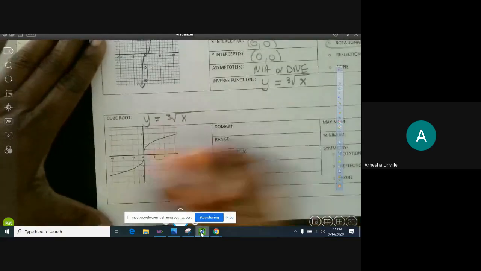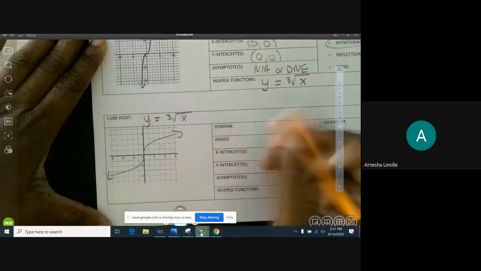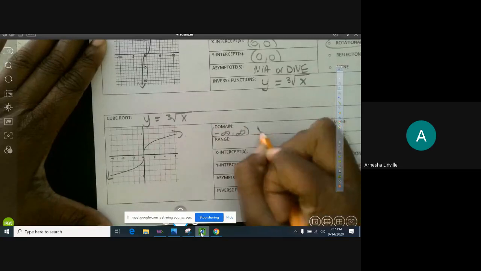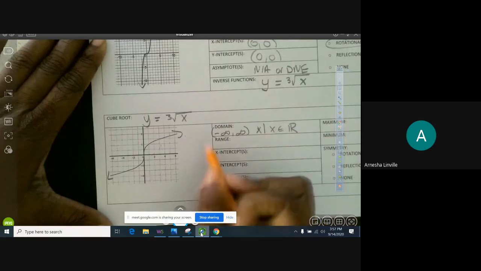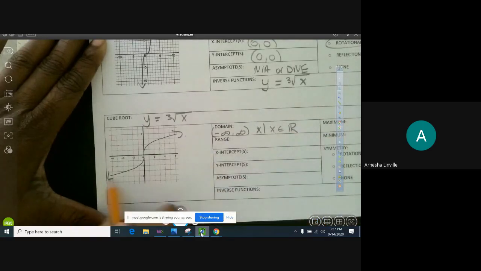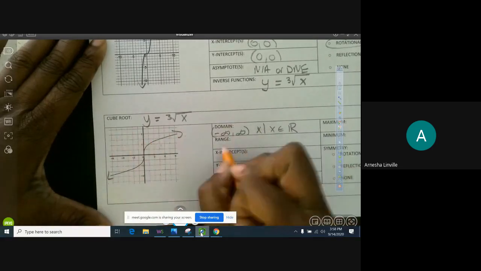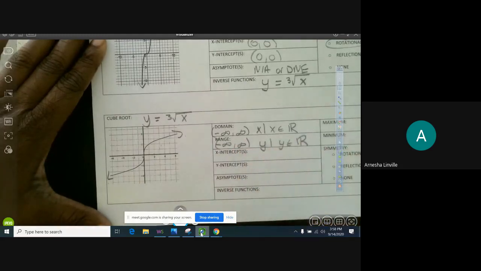So the domain, negative infinity to positive infinity, or if we were in set notation, x such that x is all real numbers. Your range is going to be, if you go low, it's still going to negative infinity. If you go high, still going through arrows, positive infinity. So your range is going to be y such that y is all real numbers.